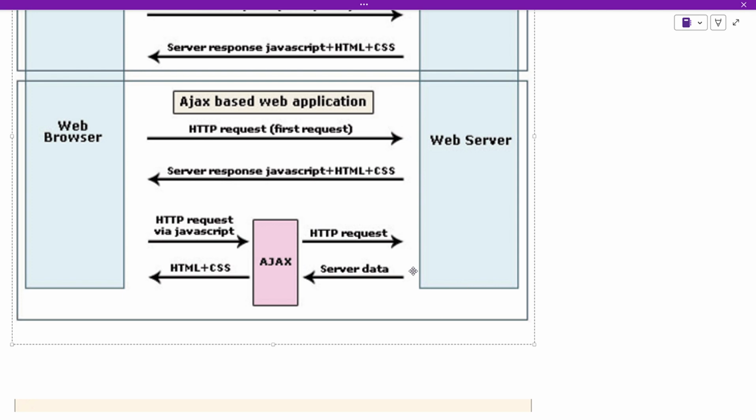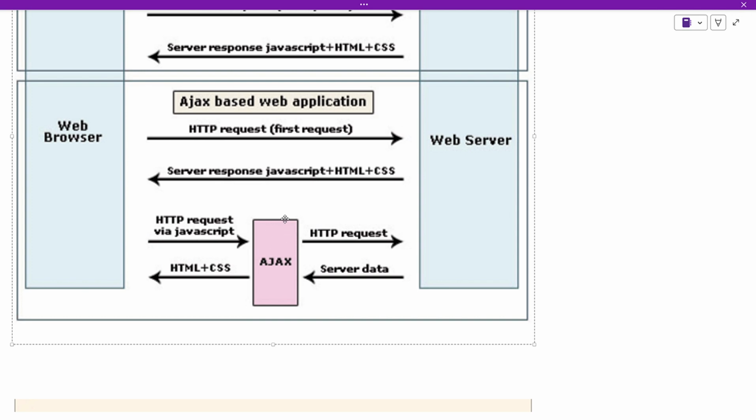So let's see how it works. There will be an HTTP request. This is the first request, and the server is going to give you a response. From that point, Ajax is going to take control and make asynchronous calls. It is going to manage the requests and map the responses. Everything is going to be managed by the Ajax style program.